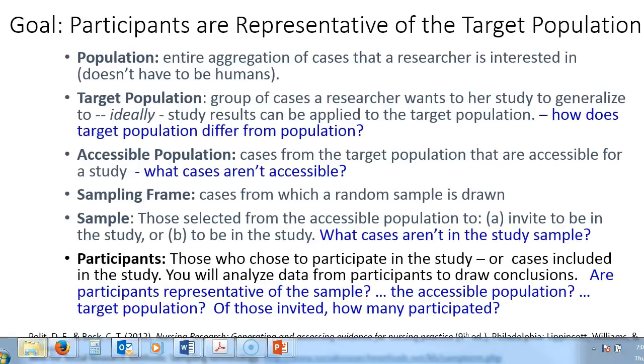I'd like to add a little postscript to what I said earlier when I was talking about our participants as wanting to be representative of this accessible population. And indeed, that's often what is most practical, but by definition, we want our participants to be representative of this target population.